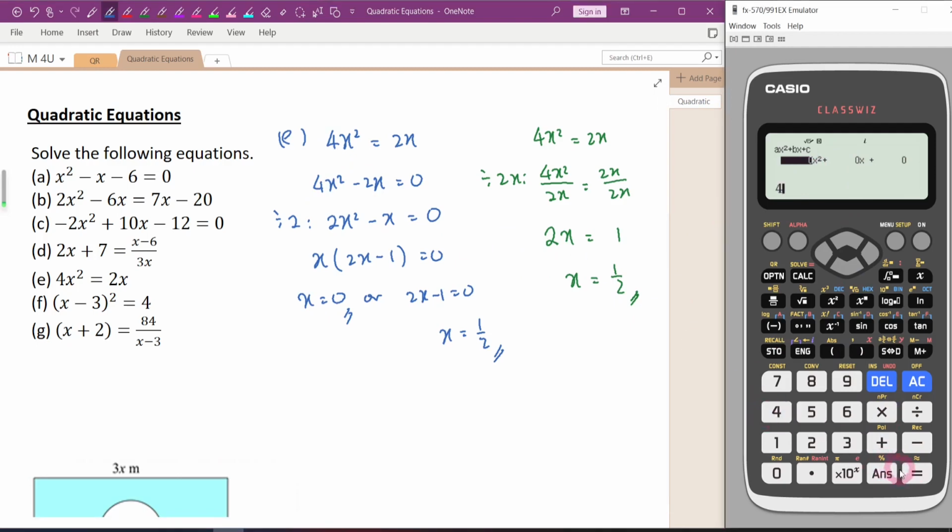4, negative 2. So you don't see any C here, you just key in 0. One of the answers, 1 over 2. Hit the equal sign again, and the answer is equal to 0. So we have two answers here.